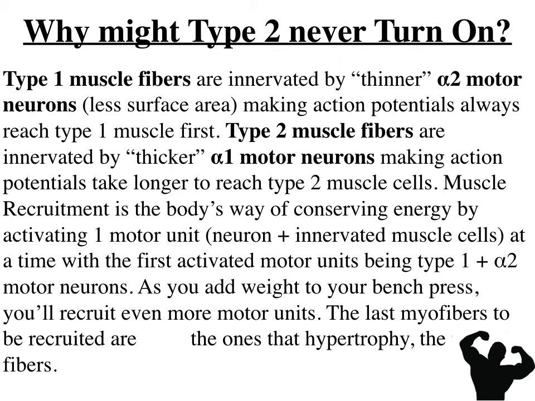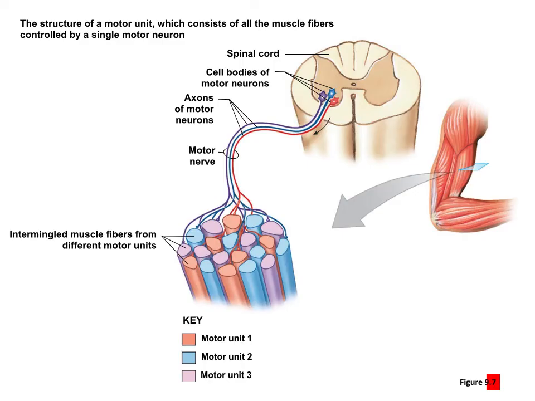So let's activate the type 1 muscle first, and then if there's enough weight in the exercise, enough tension, enough demand, we'll recruit the type 2 muscle fibers second. It's the body's way of conserving energy. Someone that's big and bulky has to eat and eat just to maintain that muscle mass, versus someone that is very thin, even though both are perfectly trained.